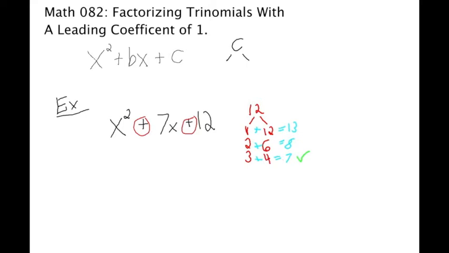So that means we know the two factors we're going to be using are going to be 3 and 4. That means the new form we're going to get is going to be x plus 3, because we established they both need to be positive, and x plus 4. And that's going to be our final solution.